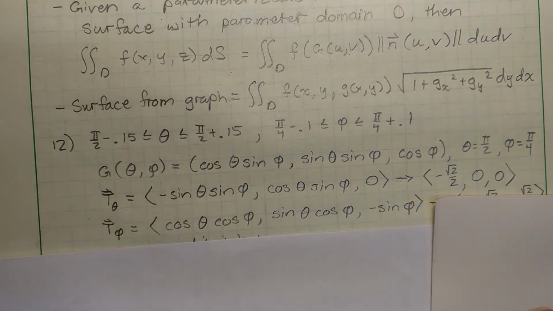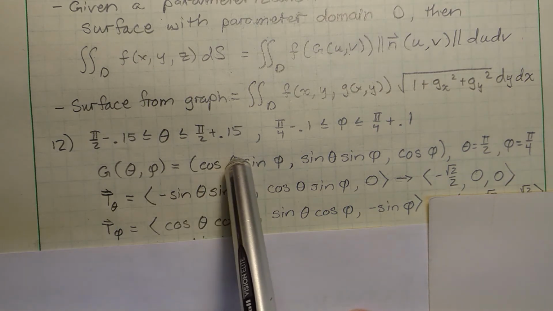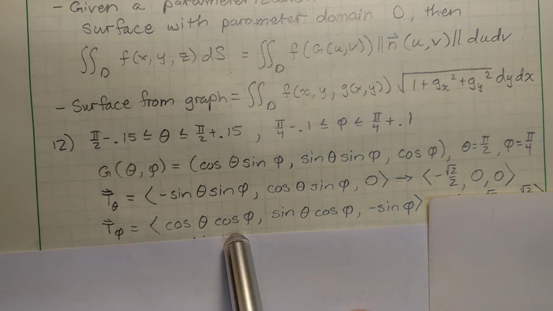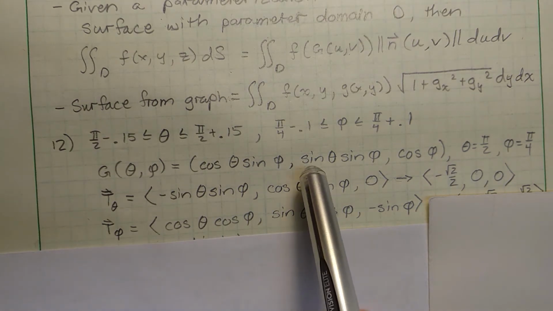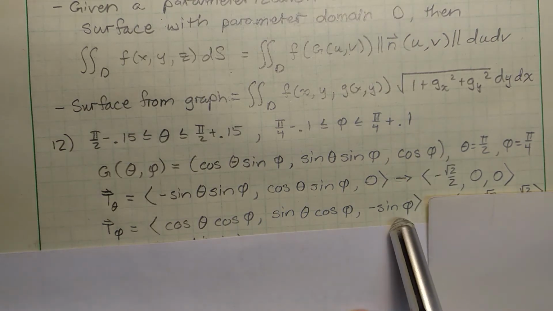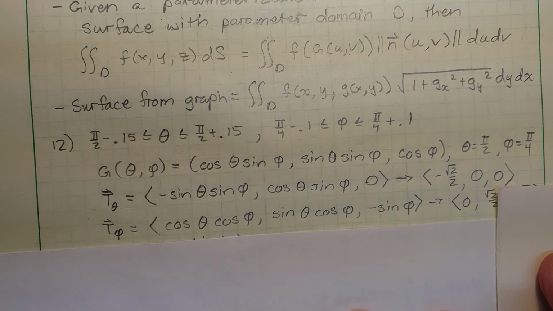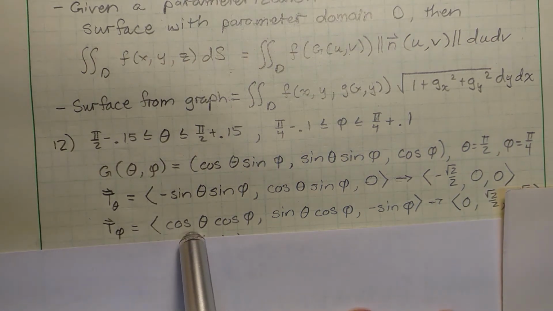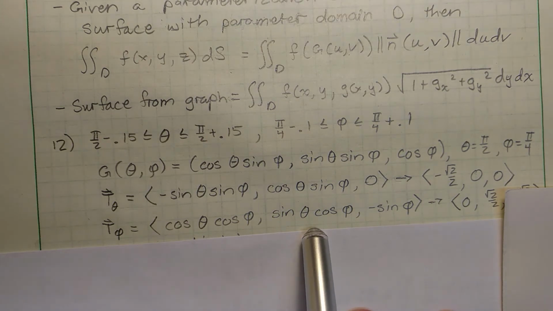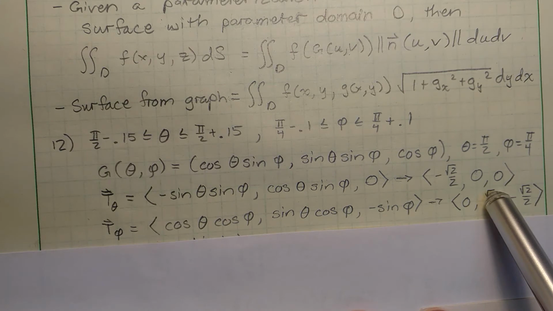Now doing the same thing for phi, holding theta constant. So we've got cosine phi, cosine phi. We have the sine theta times the cosine of phi, and then negative sine of phi. Plugging in our values here, we get 0 here, because of cosine of pi over 2. Here we get radical 2 over 2, and here we get negative radical 2 over 2. So those are our two tangent vectors.